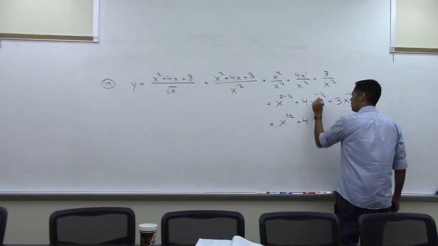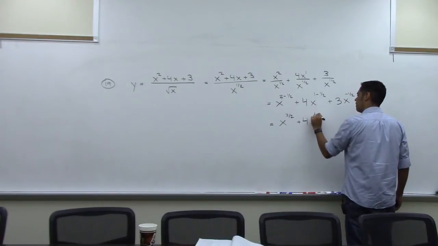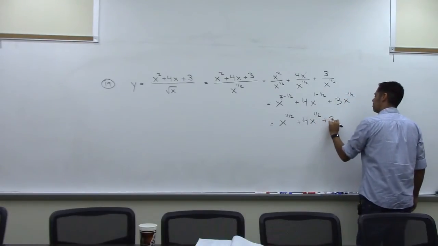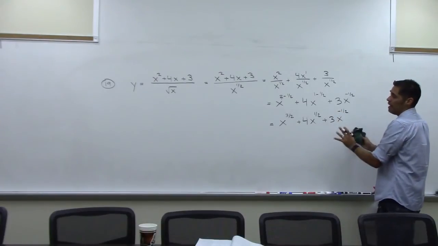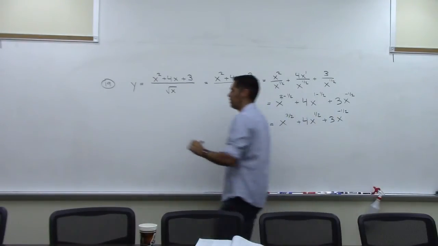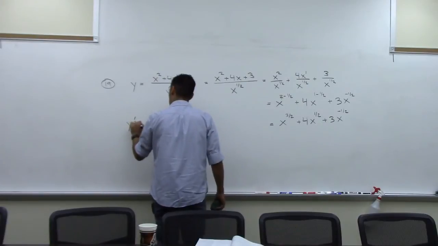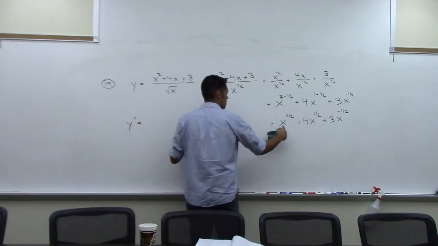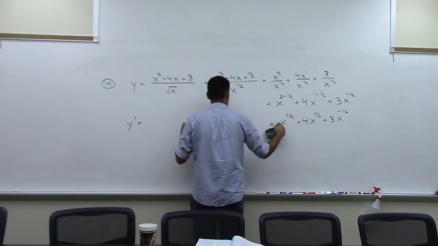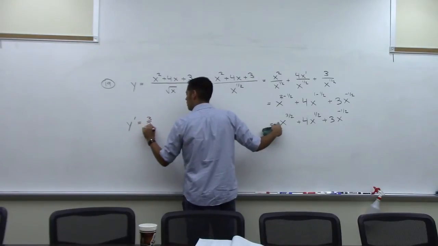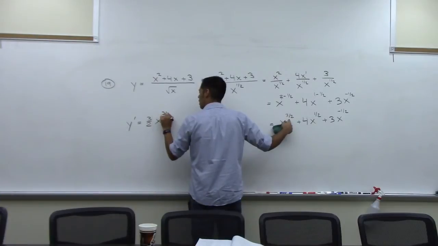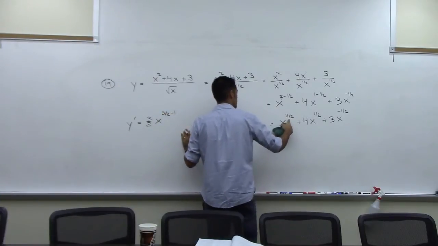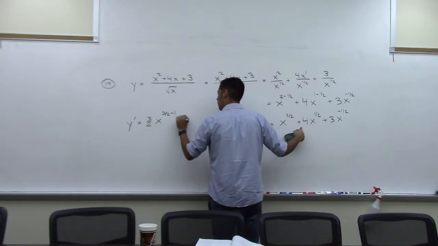Plus 4, this one, 1 minus a half is a half, and then plus 3, and then x to the negative 1/2. So I'm ready now to take the derivative. So here it comes. Y prime equals. All right, so here I'm going to do, the 3 halves going to pop out, 3 halves, x to the 3 halves, take away 1. Okay, I'll do that in a second, plus 4.